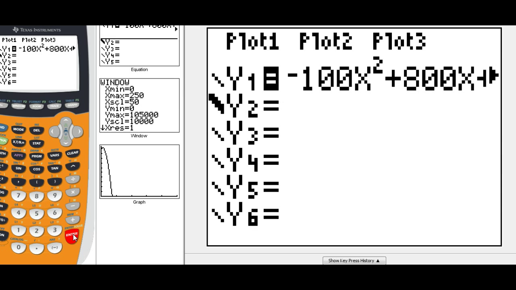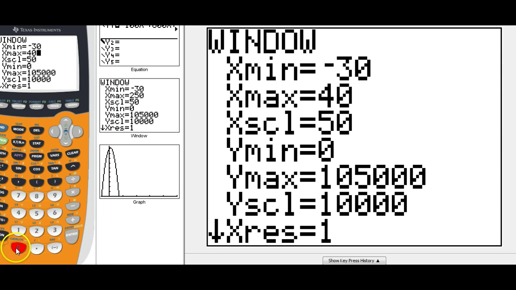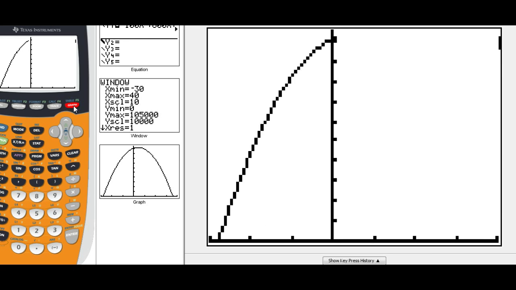And a window setting. Just so we can see the full parabola, let's go from negative 30 ticket increases to maybe 40 ticket increases by a scale of 10. Sure, that'll work. And minimum revenue is 0, maximum revenue maybe 105,000. Go by 10,000. That's not a bad window setting. If you hit graph, there's what our parabola looks like.